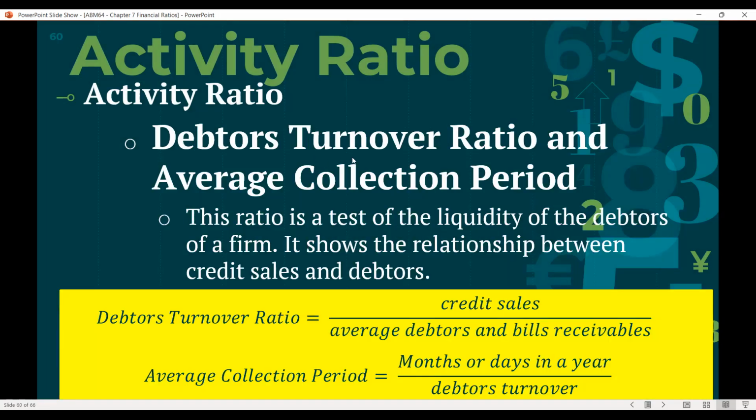Next, we had debtors turnover ratio and average collection period. So this ratio is a test of the liquidity of the debtors of a firm. It shows the relationship between credit sales and debtors. So debtors turnover ratio is equal to credit sales over average debtors and bills received. This focuses more on the liquidity of those who owe your company.